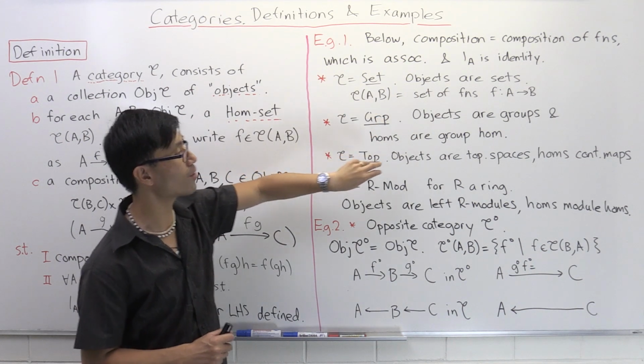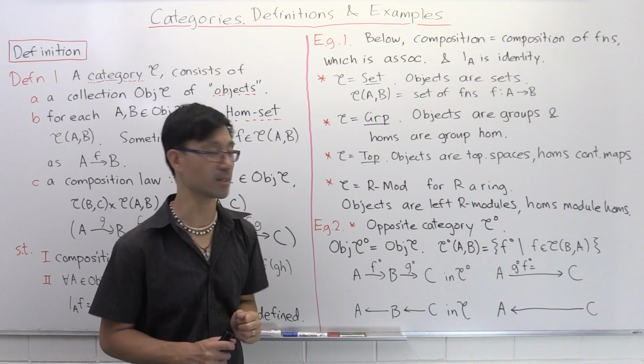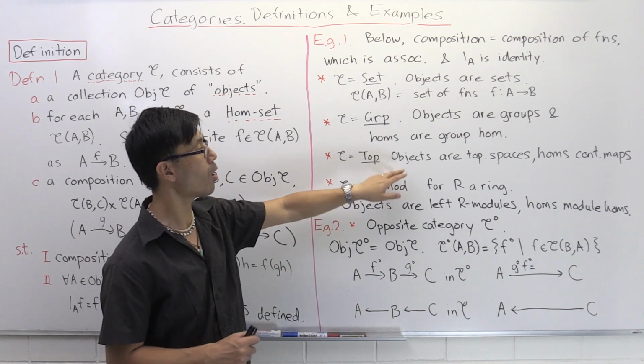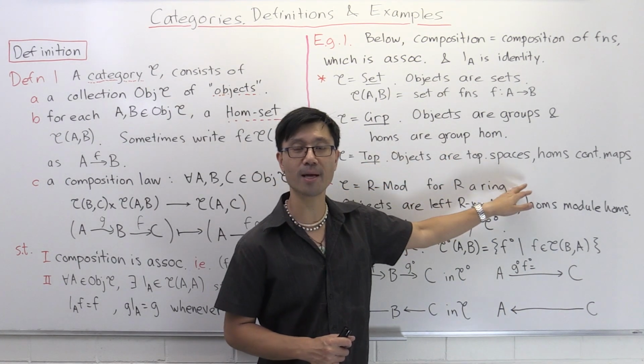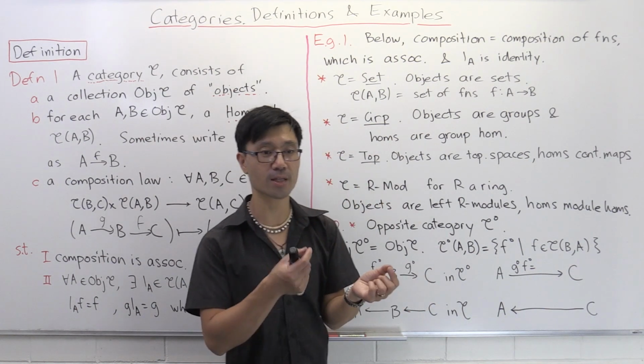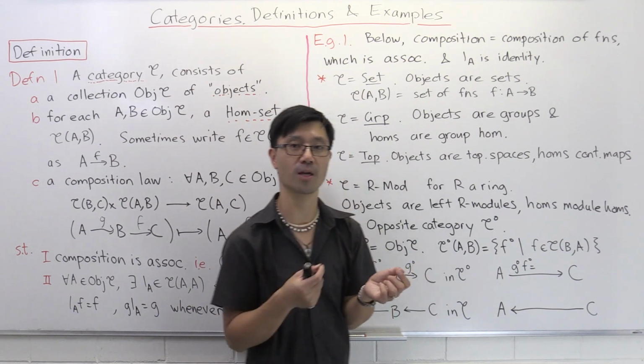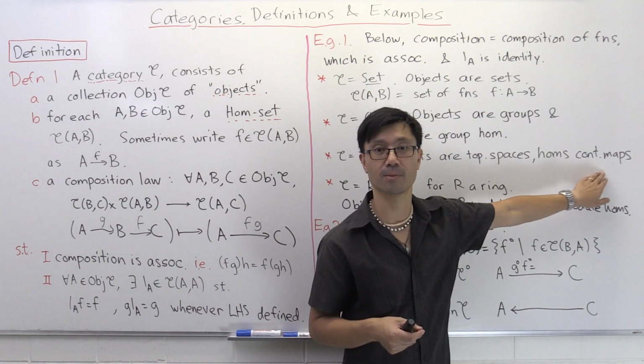Okay, so let's look at a slightly different example, a non-algebraic example, and this is the category of topological spaces. Here, what are the objects? The objects are topological spaces. If you're given two topological spaces, you want to say, what are the HOM sets? What are the HOMs from one topological space to the other? They're just the continuous maps.